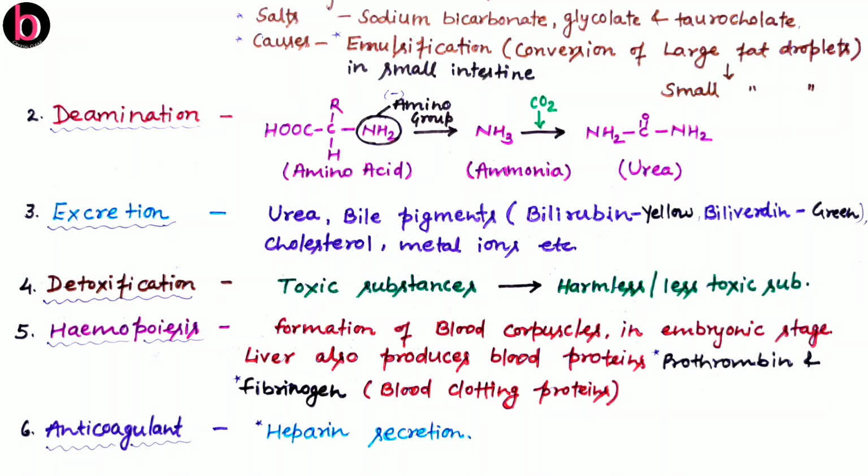The next one is secretion or synthesis of anticoagulant. The liver also synthesizes heparin, which is an anticoagulant. Anti means opposite, and coagulant is about blood coagulation. As we discussed, prothrombin and fibrinogen are helpful in blood clotting or coagulation at the time of injury. But inside the body, when blood is moving through blood vessels, heparin stops clotting or clumping of blood. That's why heparin is considered an anticoagulant.